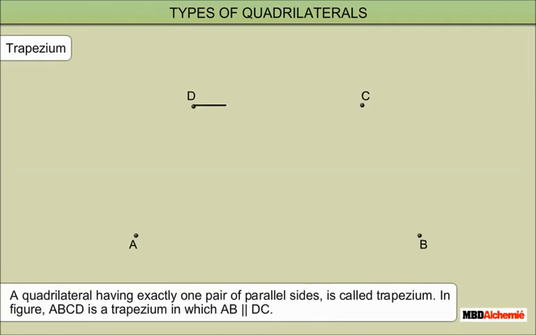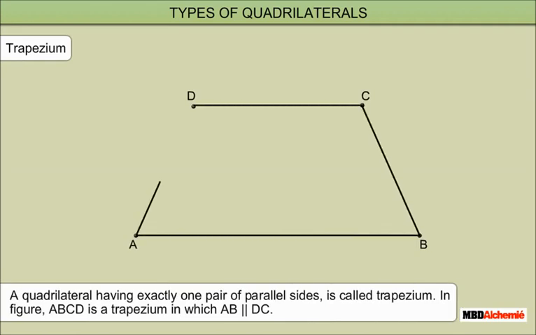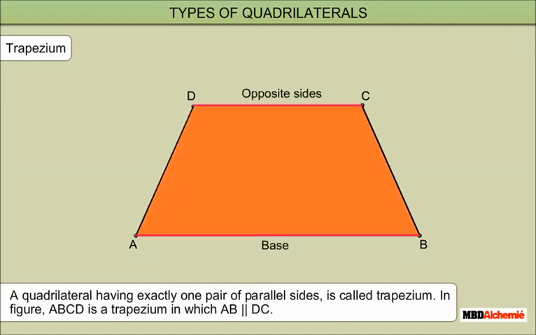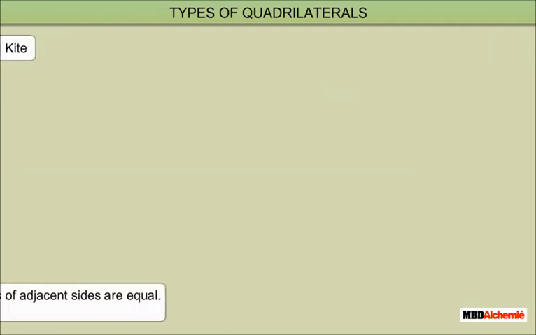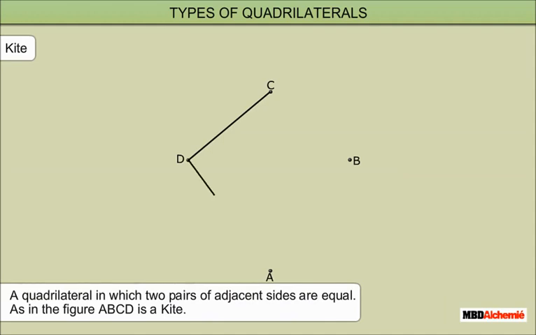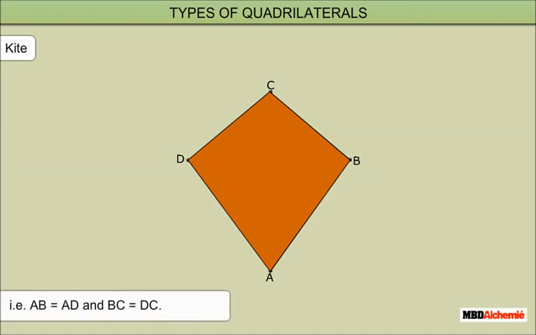Trapezium. A quadrilateral having exactly one pair of parallel sides is called a trapezium. In the figure, ABCD is a trapezium in which AB is parallel to DC. A trapezium is said to be an isosceles trapezium if its non-parallel sides are equal. Kite. A quadrilateral in which two pairs of adjacent sides are equal is called a kite. As in the figure, ABCD is a kite, that is, AB is equal to AD, BC is equal to DC.